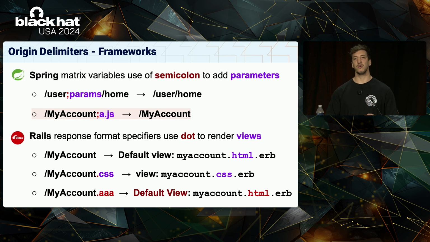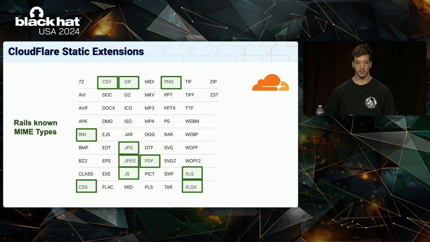Okay? However, if we send my account.css, well, Rails is going to still think that this is a request to my account, and it's going to try to load the CSS version of the view. So it's going to look for my account.css, and if there's no view for that, then it's just going to return a 406 error, which is not really useful for us. However, if we send something like my account.aaa, well, Rails doesn't think that this is a valid extension, and therefore it's going to use the default view, which is HTML, and it's just going to send us back the response.